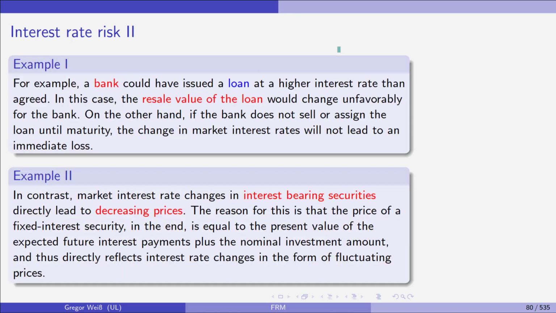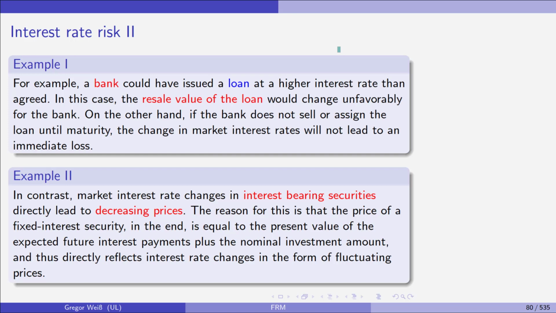Now, first example, a bank could have issued a loan at a higher interest rate than agreed. And in this case, the resale value of the loan could change unfavorably for the bank. On the other hand, if the bank does not sell or assign the loan until maturity, the change in market interest rates will not lead to an immediate loss.